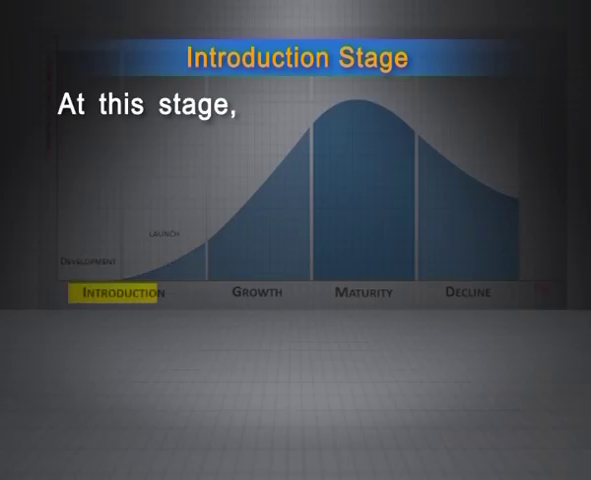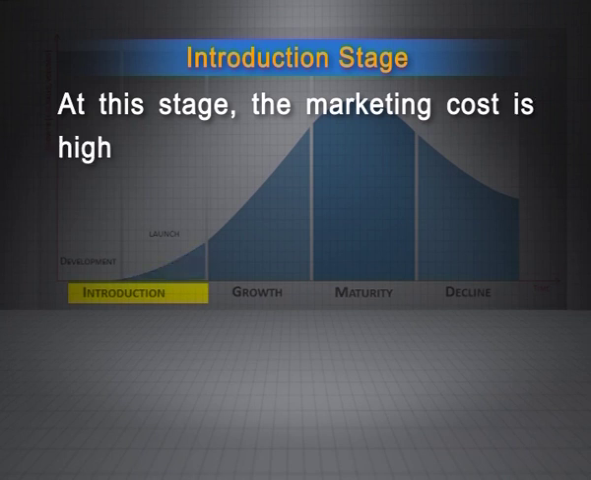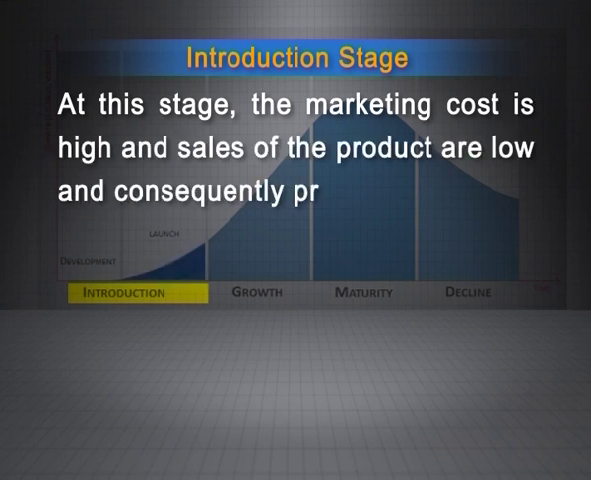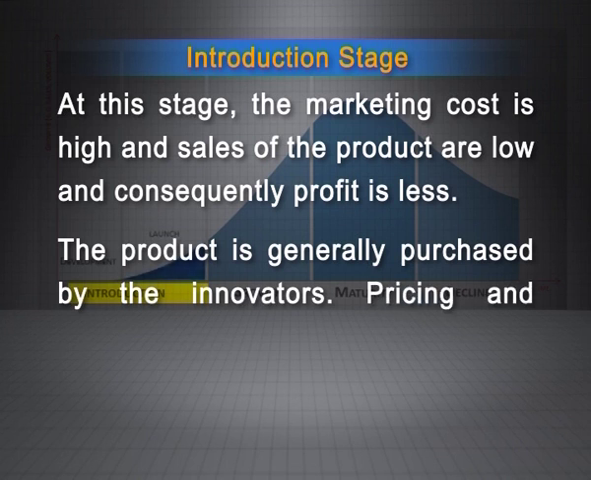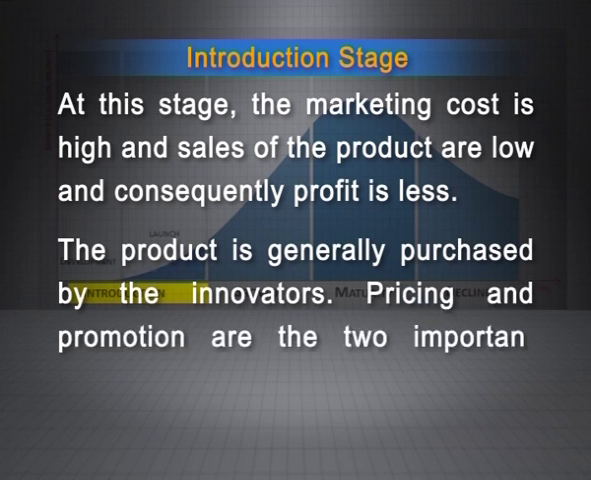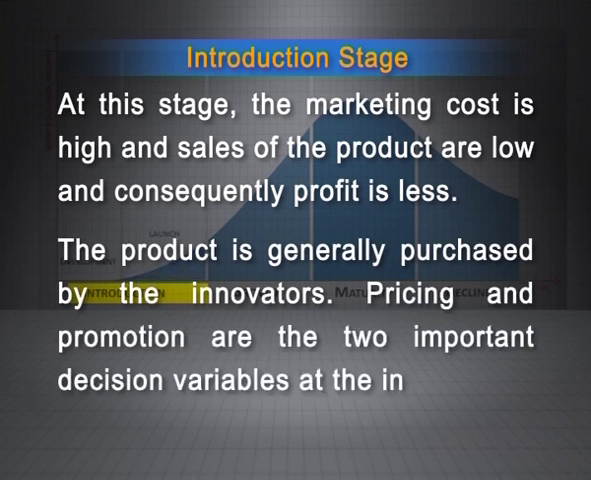Marketing objectives in this stage are to create demand through product awareness, trial, and demonstration. At this stage, the marketing cost is high and sales of the product are low, and consequently profit is less. The product is generally purchased by the innovators. Pricing and promotion are the two important decision variables at the introductory stage.